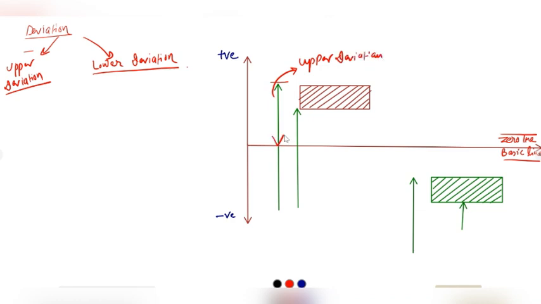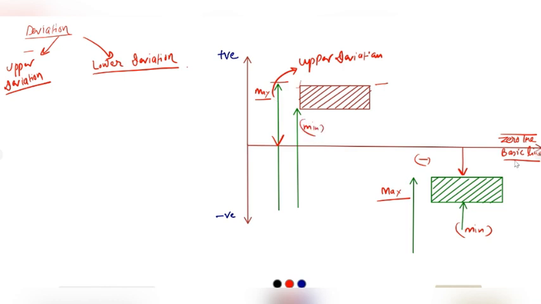Now we need to remember this thing. Suppose the upper deviation, or whatever be the maximum limit, is below the basic line, or the size is less than the basic line, then this will be negative. So in this case, this is the maximum limit and this is the minimum limit. In this case, this is the maximum limit and this is the minimum limit.